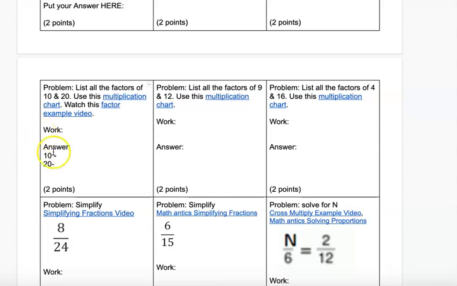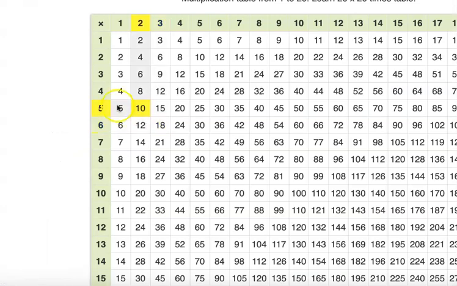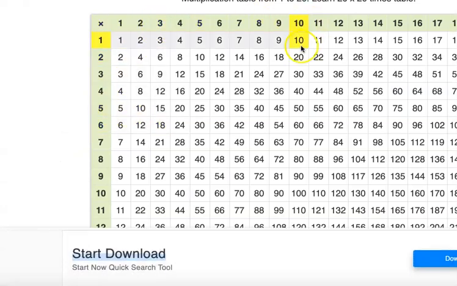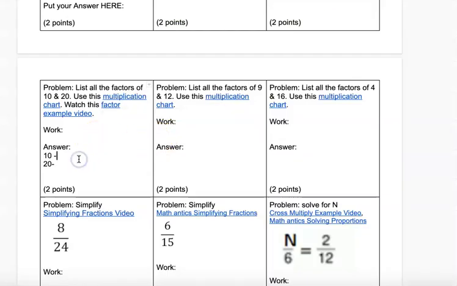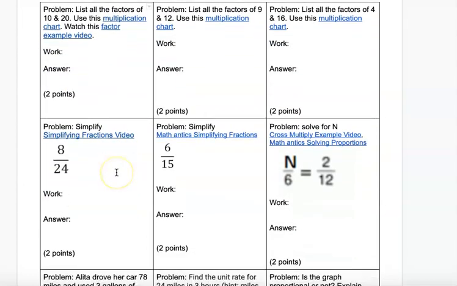And there it is linked here. So you'd find the multiplication chart. You would go to 10 is 10 times 1, 5 times 2, and those are it. Then you got to find 20. It's off the screen here. You can't see it, but 10 times 2 as well. So you just would list 1 times 10, 2 times 5, etc. So you do that for all of these problems here.